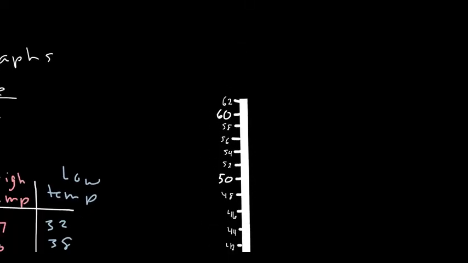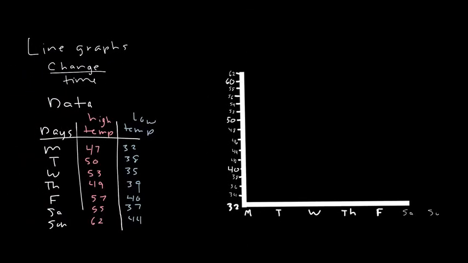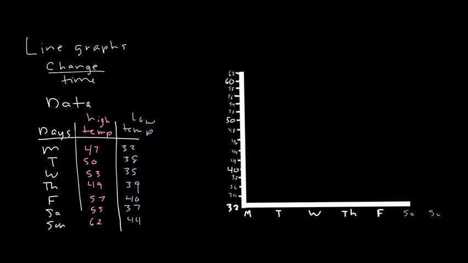Okay, so here I'm getting towards the top of the graph. I'm getting my biggest numbers put up. And now let's look at how we get some of our data put onto this graph. The first thing I need to do is decide what color dots I'm going to use. I'm going to use red for high temperature. I'm going to use blue for low temperature.